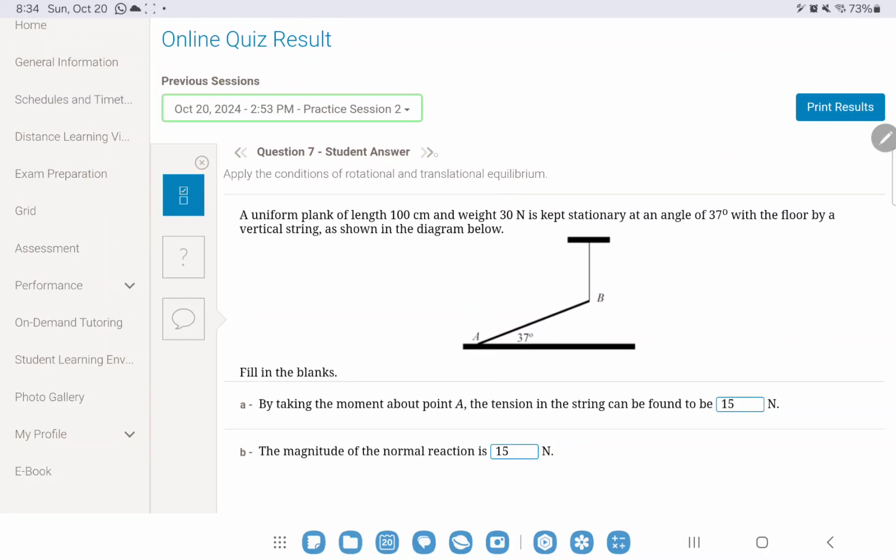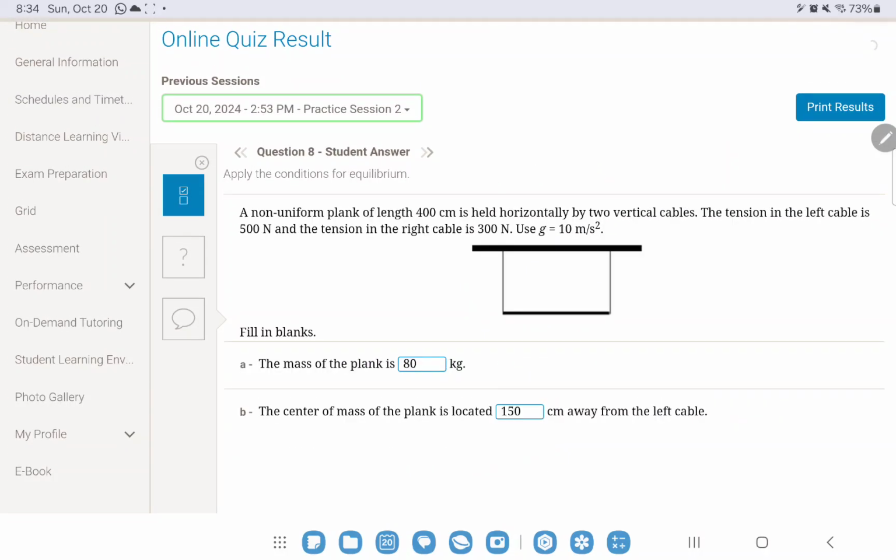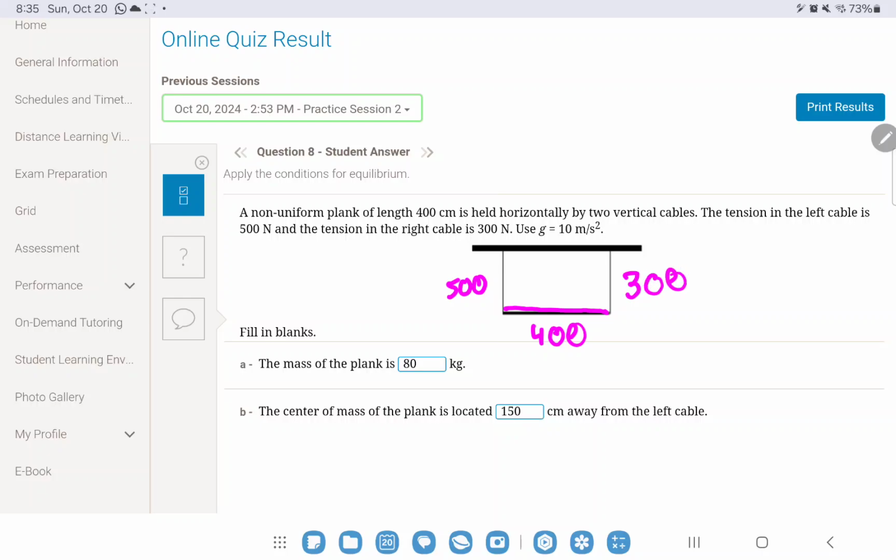So yeah, that's it for this question. They're telling us we have a non-uniform plank. So it's just any plank that's a length of 400. This length is 400, and it's held horizontally by 2 vertical cords. The tension here is 500, tension here is 300. So they're asking us the mass of the plank.